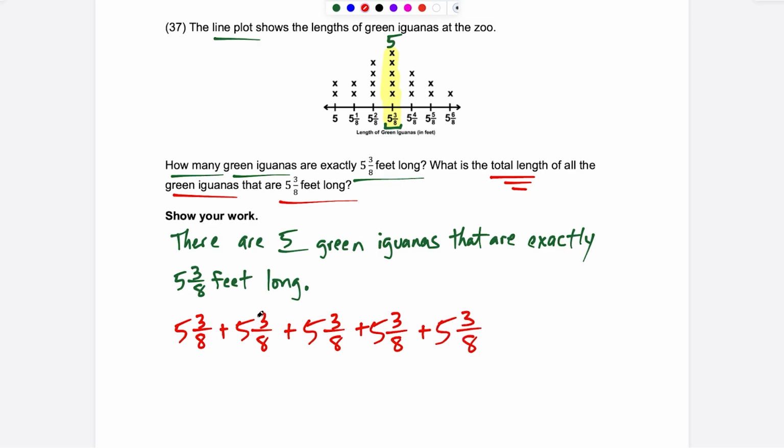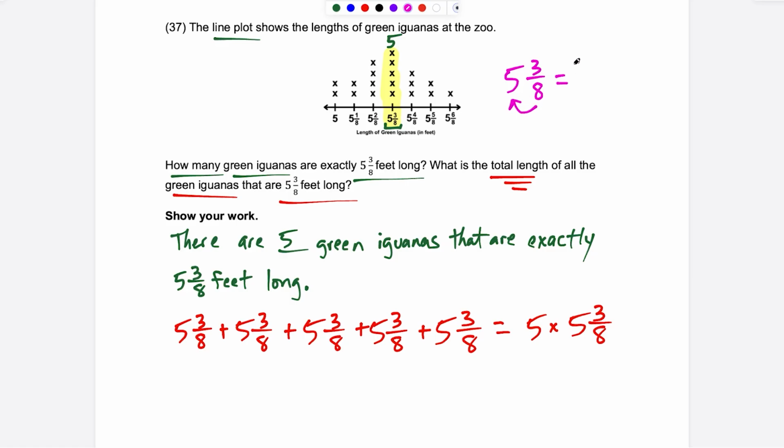Repeated addition we could replace with multiplication. So this is the same thing as 5 times 5 3/8. And when you multiply a whole number by a mixed number, what you want to do is turn the mixed number into an improper fraction. So on the side here, I'm going to take 5 3/8 and turn this into an improper fraction.